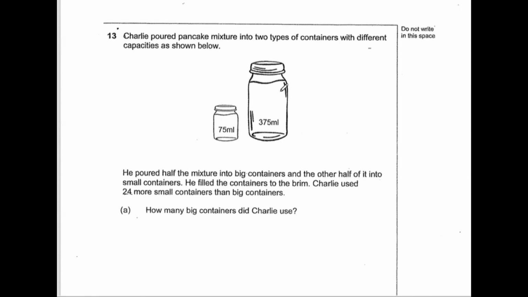For this, I'm going to use something like the method we use for average, the redistribution concept. Okay, so let's write down, draw out what it looks like first. For the big containers, you can fill up 375 ml each.